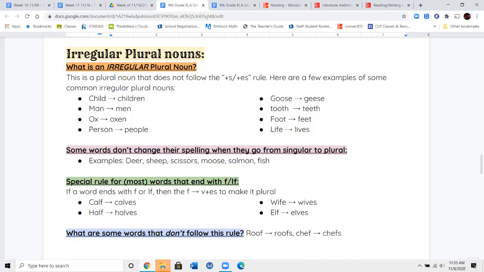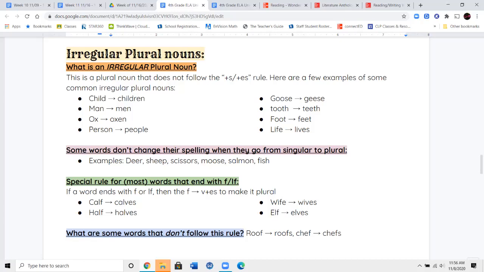Now, we also have another rule that applies to most words, unfortunately, not all of them, but most words that end with the letter F or LF. So if a word ends with F or LF, that final letter F changes to a V before you add ES to make it plural. So calf becomes calves, half becomes halves, wife becomes wives, elf becomes elves. So you see that that final F, whether it's LF, F, or FE, will change into the letter V before you add the ES onto the end of it.